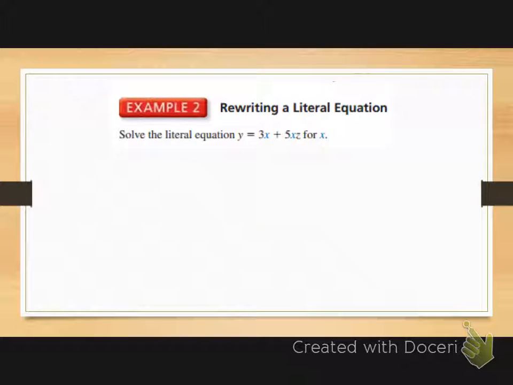So let's look at example 2. Solving the literal equation y equals 3x plus 5xz for x. So what's going to be the easiest way to be able to solve this one? Well, we want to get x by itself. Since x is in both of these and I can't combine them because they're not like terms, I'm going to factor that x out. So you remember when we factored out, because they both have an x, 3 times x gives me 3x, and then 5 times z will give me 5xz.